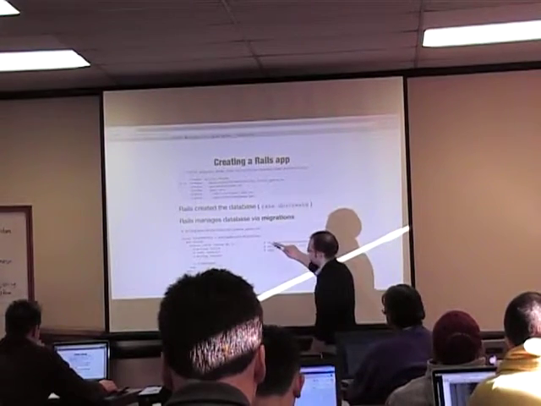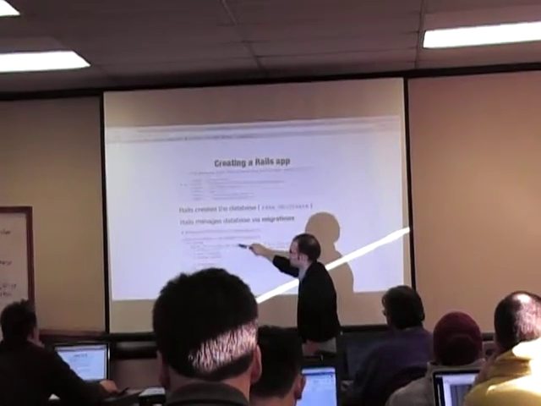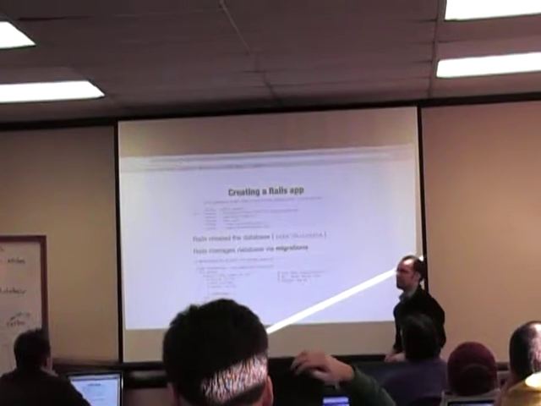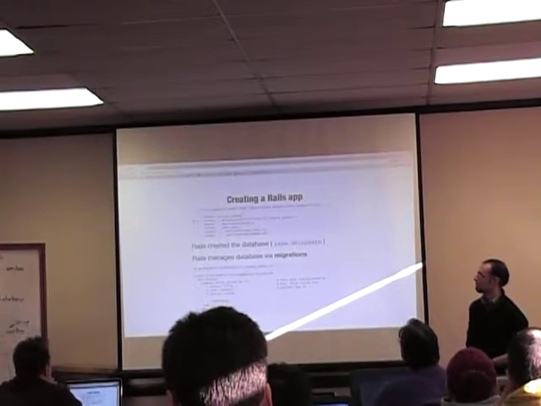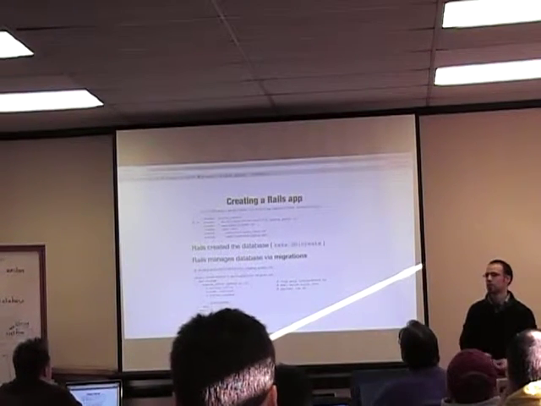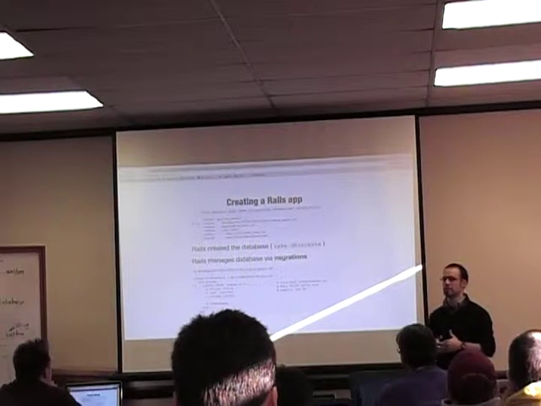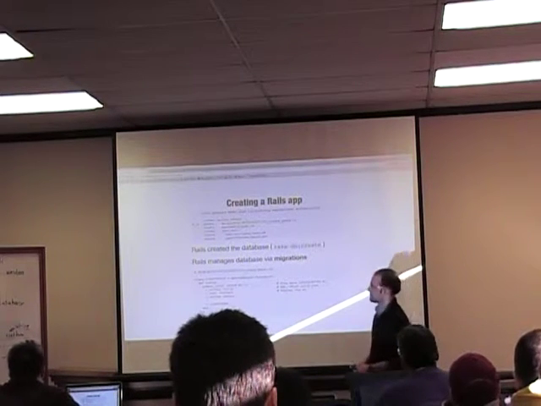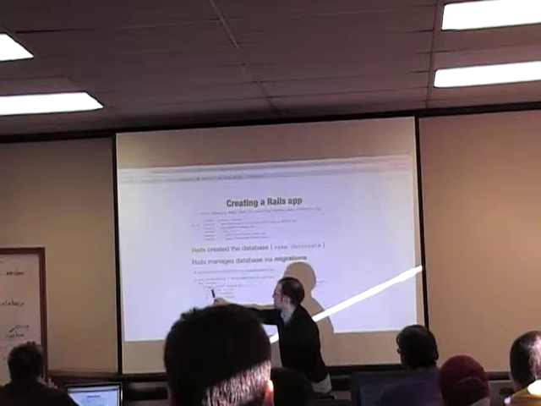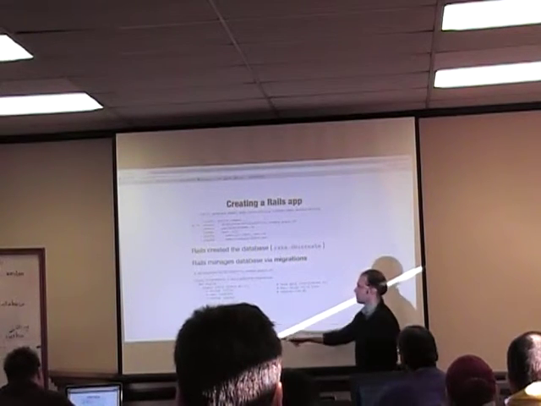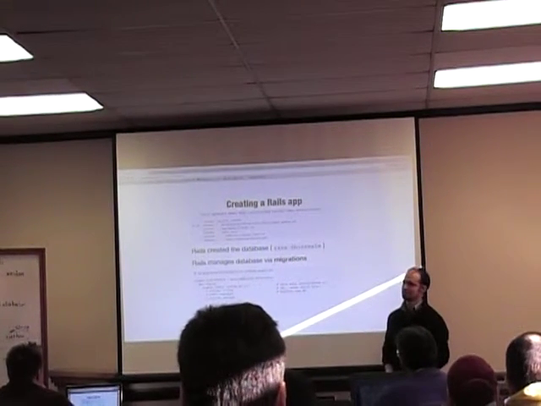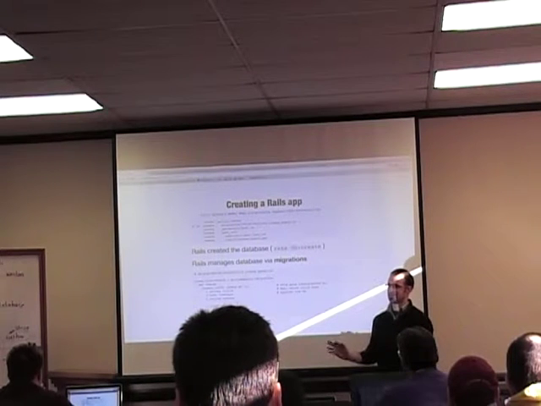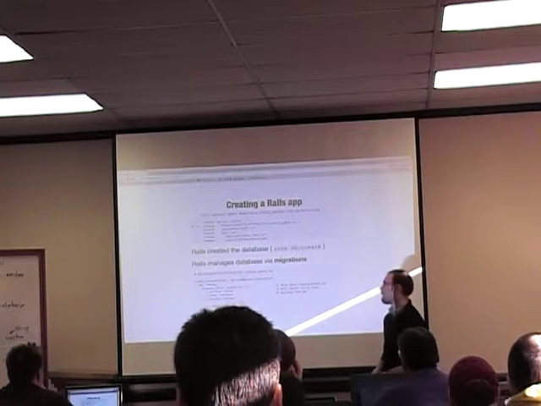And so that's a Ruby class. And then within there, we've got a def change. We've seen def before. That's a method. And so change means that you're going to make a change or an adjustment to the database. So then in here, you've got create_table :posts do |t|. You haven't seen that before.